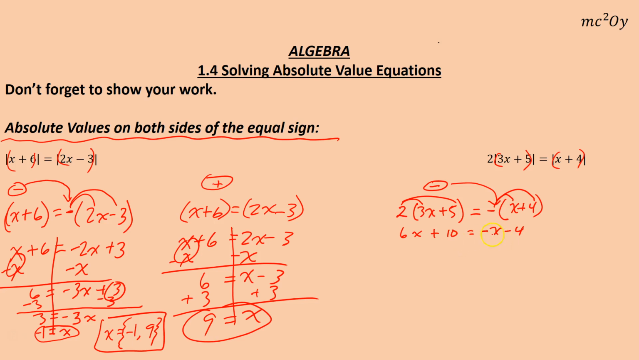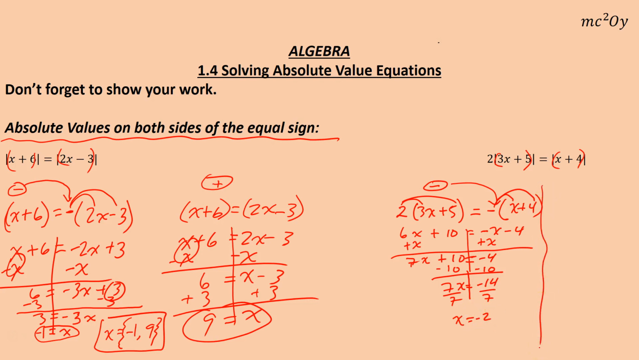All right, we'll go ahead and add our x over this time. 7x plus 10 equals negative 4. And then subtract our 10 over. Okay, we get 7x equals negative 14. And divide by 7. X is negative 2. Okay, and we do our negative case, or our positive case, which means nothing really changes at all.